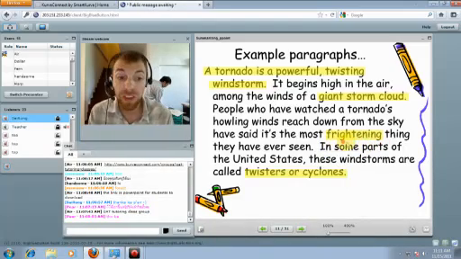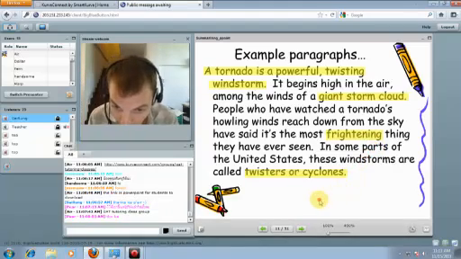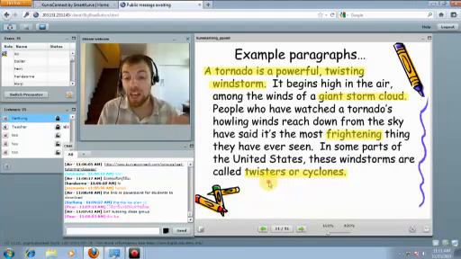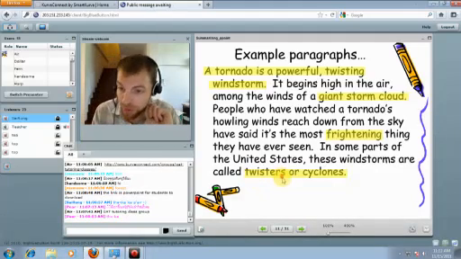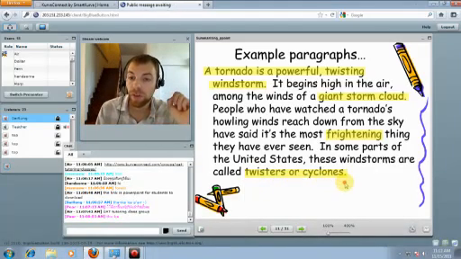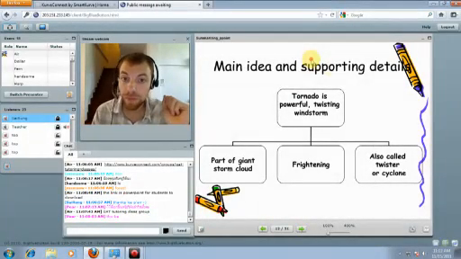It is frightening, which is very scary. And another name for tornado is a twister or a cyclone. So twister and cyclone are the same as tornado. So we have a topic sentence, and we have 3 ideas about it.